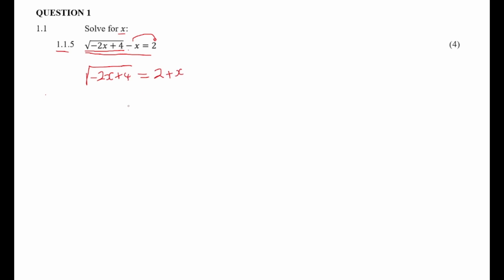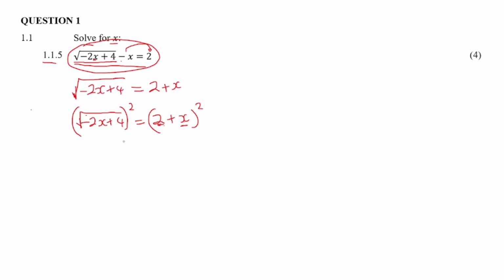So please don't forget that step. We have to make sure that the surd is isolated, or the part of the equation with the root sign must be on its own on one side of the equation. And then what's the next step? After this, you have to square both sides of the equation.